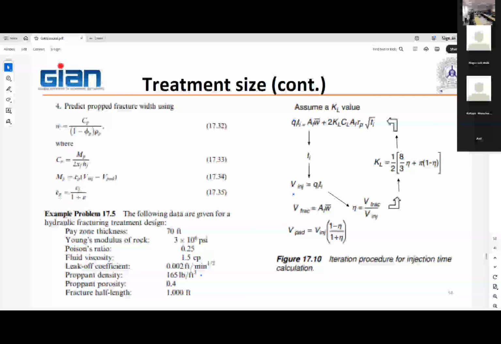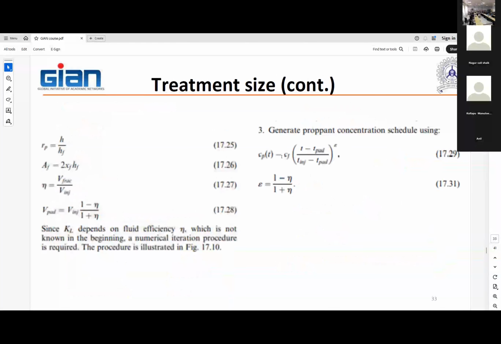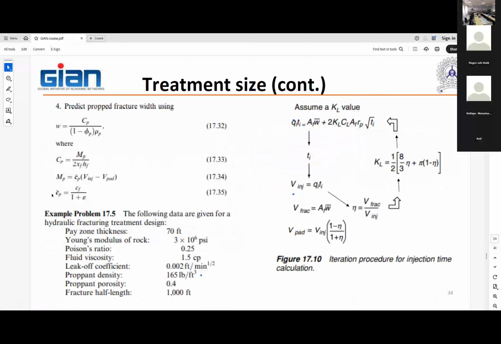So let's begin from the bottom here. So what is C dash P? C dash P is the average concentration of propellant in the pumped fluid. And this is the final concentration of propellant in the pumped fluid, as you remember from this formula. So this is the average concentration of propellant in the pumped fluid divided by the maximum concentration of propellant in the pumped fluid divided by 1 plus epsilon.